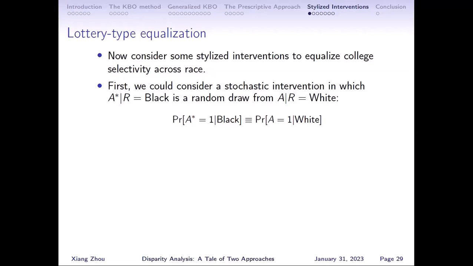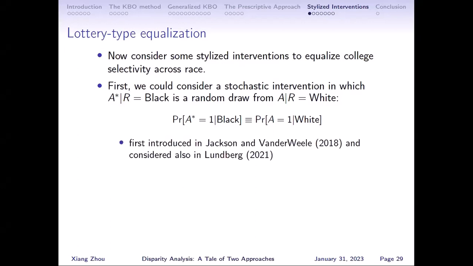So in other words, we flip a coin, right? If, for example, the proportion of white students attending selected colleges is about 25%, then we are basically flipping a coin 2 times. If we get 2 heads, we send that black student to a selected college. Otherwise, we send them to a non-selected college. So it's just a stochastic intervention.